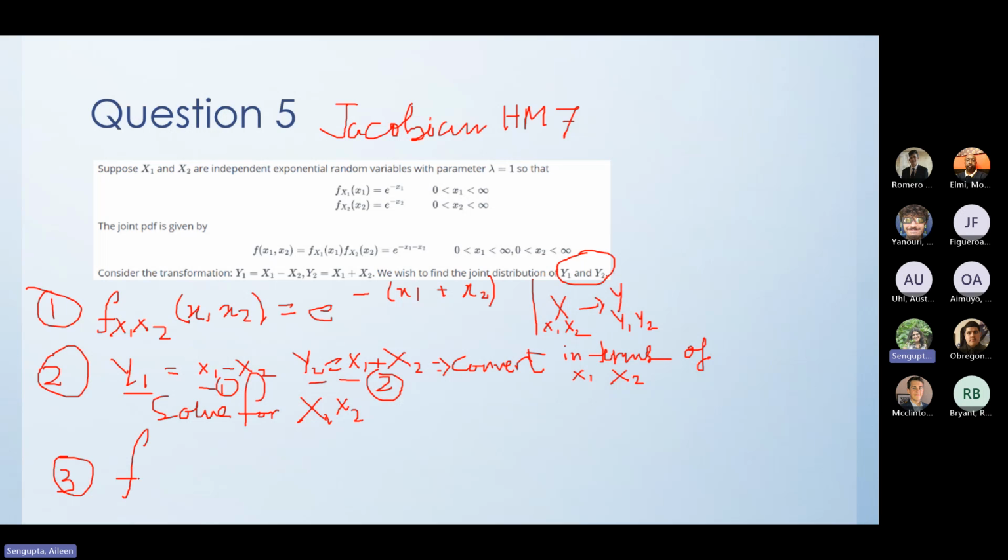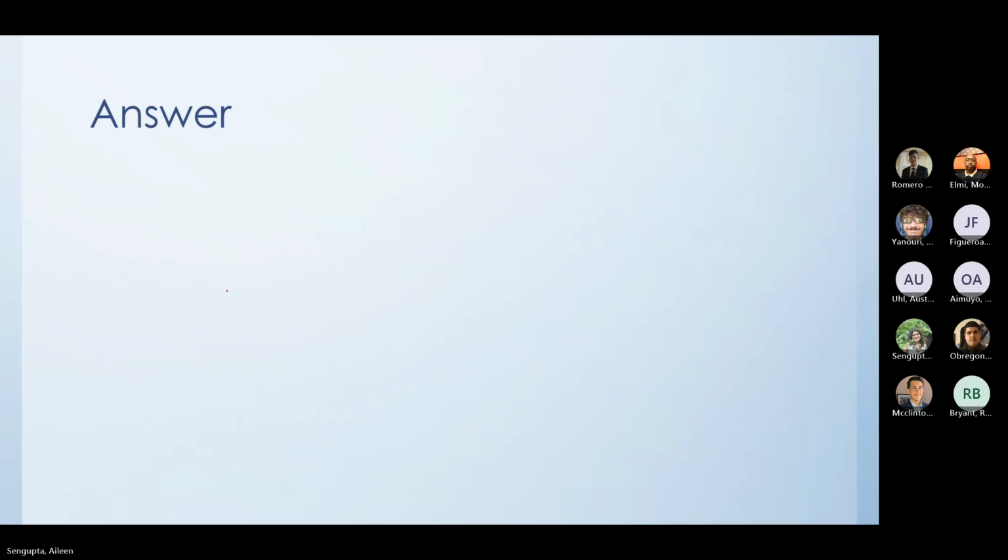So now that you have the expression for x1 and x2, what we are going to write is f of y1 and y2 in terms of x. What do you mean by that? In terms of x1 and x2. So how do you exactly do that?